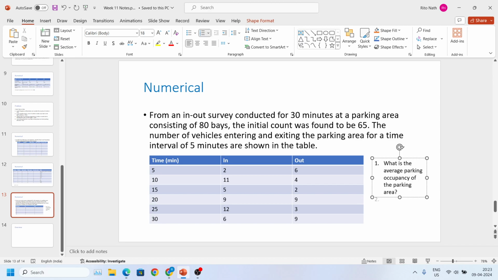And the second one is, what is the total parking load of the parking area? This is slightly different from the number plate method that we saw before. So this is your problem data, and you have to solve these two problems. So I'll pause for a couple of minutes, and then we'll get started with this.